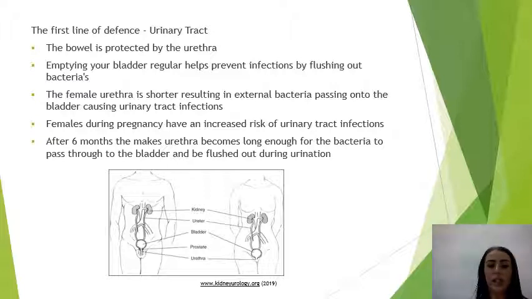After 6 months, the male's urethra becomes long enough for the bacteria to pass through to the bladder and to be flushed out during urination. The diagram below shows the male and the female urinary tracts.